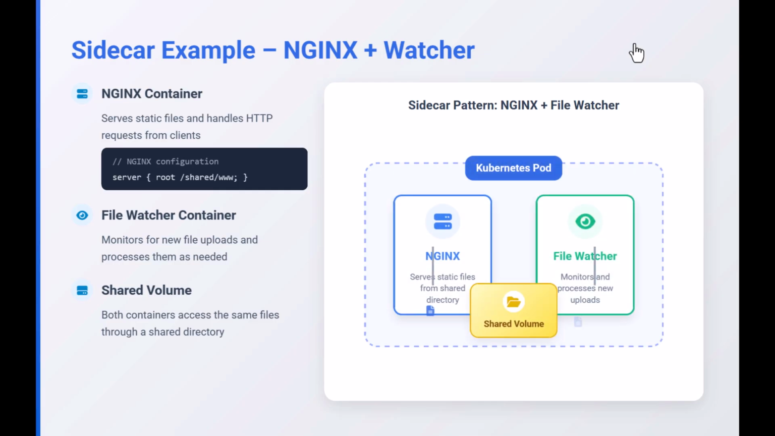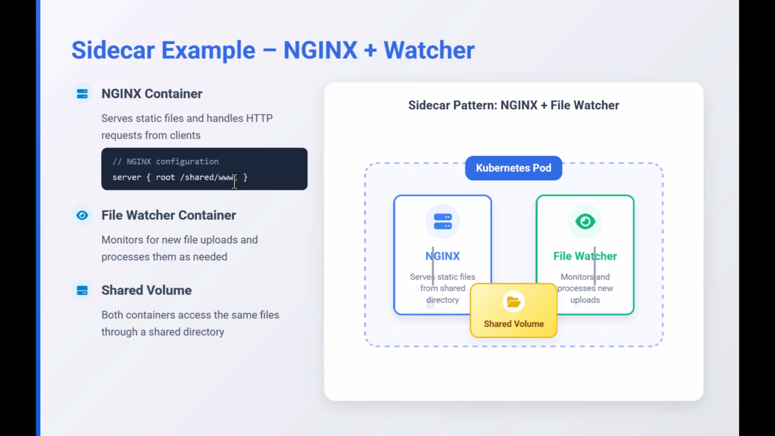Let's bring the sidecar pattern to life with a real-world example, an Nginx web server paired with a file watcher. On one side we have the Nginx container. It serves static files and handles incoming HTTP requests from the user. Inside, it's configured to serve content from a directory like /shared/www. Next to it, we have a file watcher container. This one monitors the same shared folder for any new files. So if a new file is uploaded or modified, the watcher can process it, maybe compress it, rename it, or trigger a script. The magic happens thanks to the shared volume.